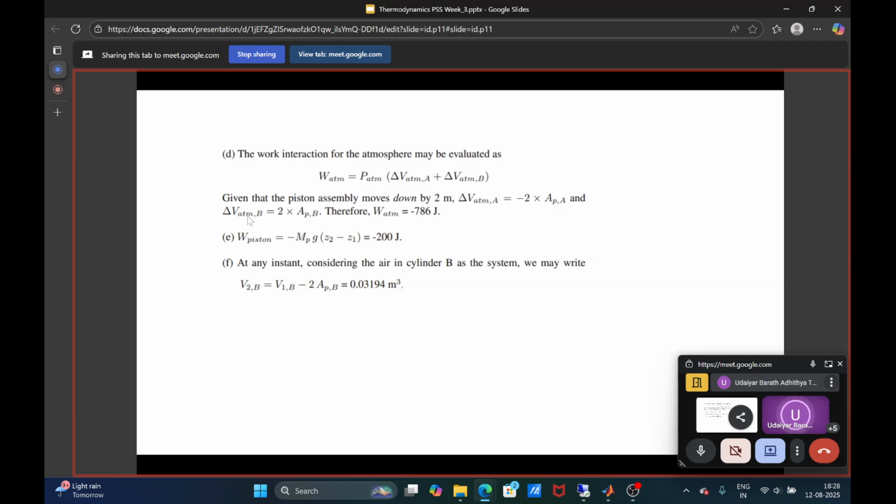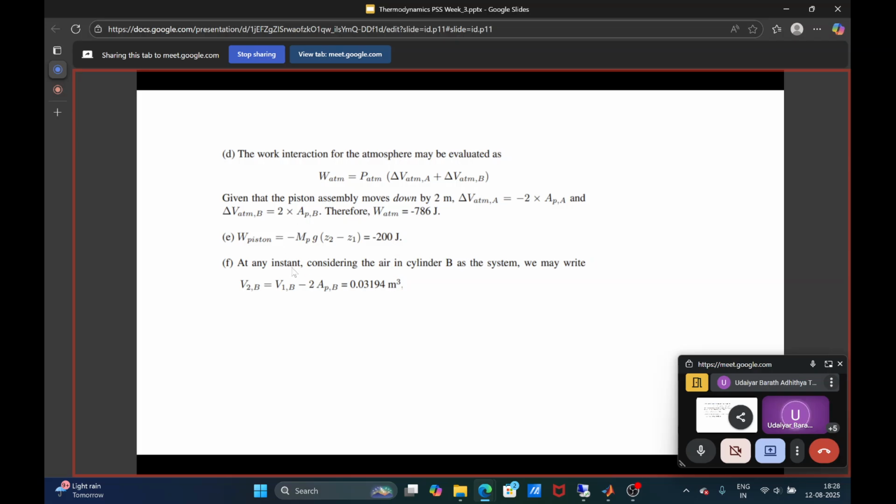Then the volume change in piston B is 2 into area of piston B. Because the pistons are connected, if piston A is moving by 2 meter, piston B will also move by 2 meter. But now the piston in cylinder B is getting compressed. Therefore the atmospheric work total will be minus 786 joules. This is the net work output. The piston work will be similarly the change in potential energy, which is minus 200 joules.